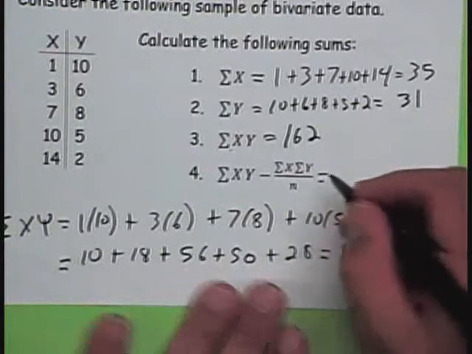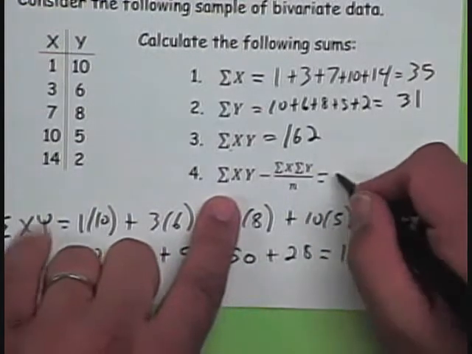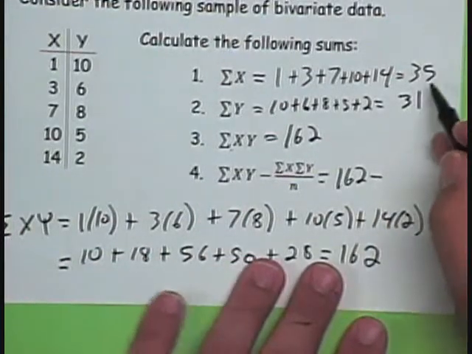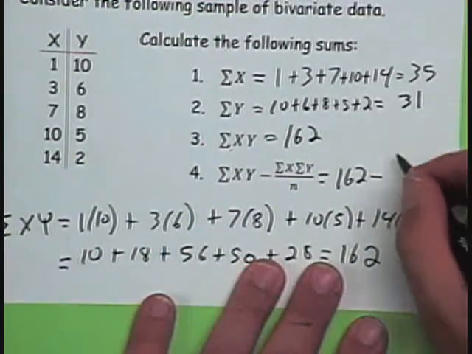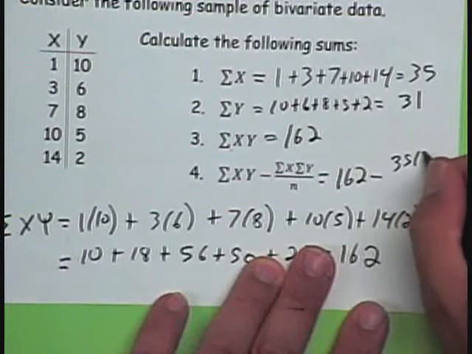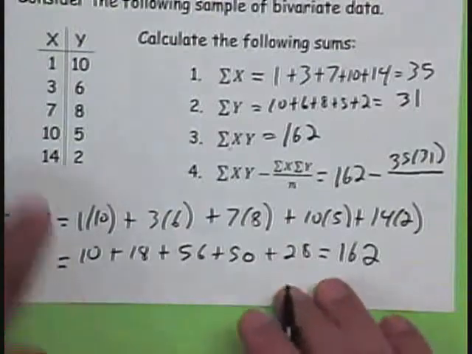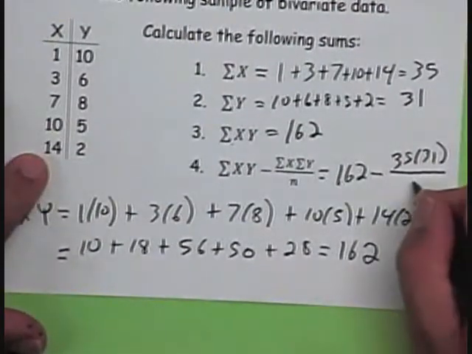Okay, now this one, it's going to be the 162, the sum of x times y, minus the sum of x times the sum of y, and I haven't multiplied those together yet. So I'll put them up there. Divided by n, the number of ordered pairs. In this case, it's 5.